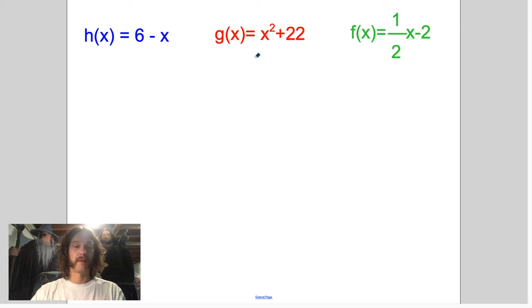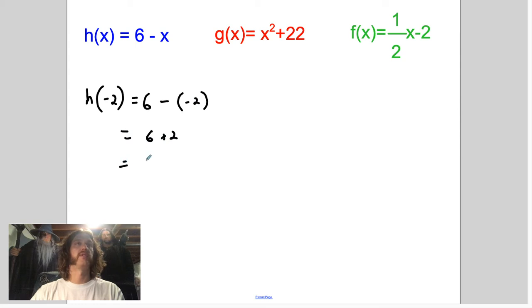So if I ask you to find something, let's do a couple of these. Let's do h of negative 2. Well, h of negative 2, I go up, I figure out which one's h. Oh, that's this one. H of negative 2, and I do 6 minus, and I just copy this, and everywhere there's an x, I'm going to put whatever I put inside h of negative 2. So 6 minus negative 2 is 6 plus 2, which is 8. Okay, great.